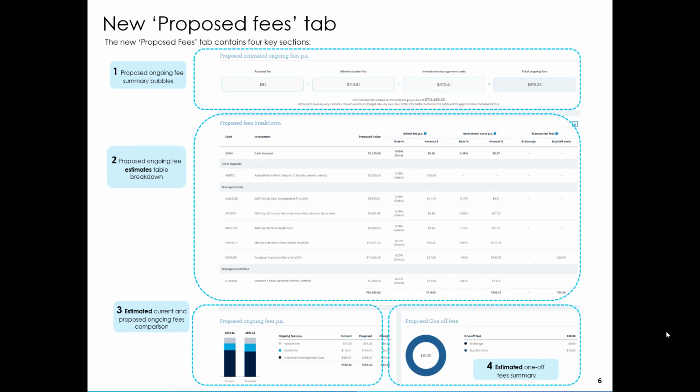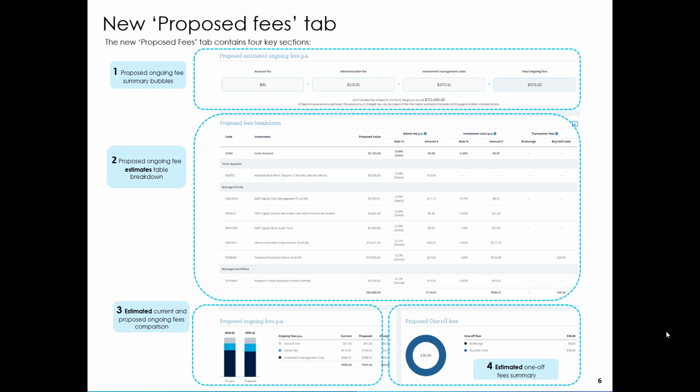Within the new Proposed Fees tab, there are 4 key sections. The first is the Proposed Ongoing Fee Summary Bubble, which includes fees such as the account fee, and that won't change as a result of the switch request, the admin fee and investment management costs, which will depend on the investment you select to switch into, and then totals the ongoing fees.